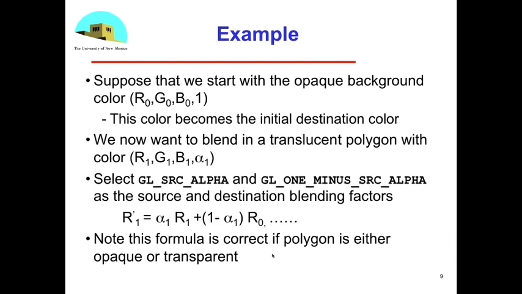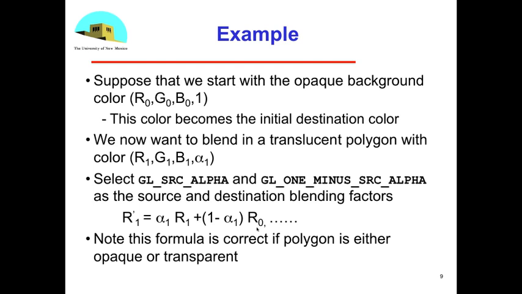Now that works correctly if the polygon that you're putting in is either fully opaque or fully translucent. See, if it's fully opaque, then alpha 1 is 1, and this becomes a 0. And alpha 1 R1 is just R1. So all you do is replace the destination with your new source. If the source polygon is transparent, then alpha 1 is 0, and so this term goes away, and this term becomes 1 minus 0, which is 1, and you leave R0 as the color.